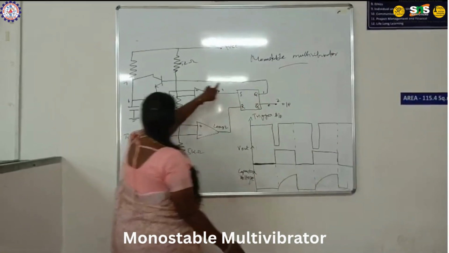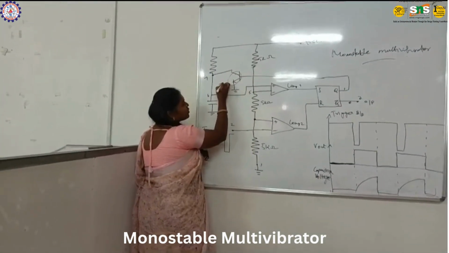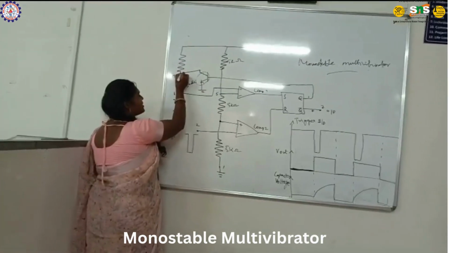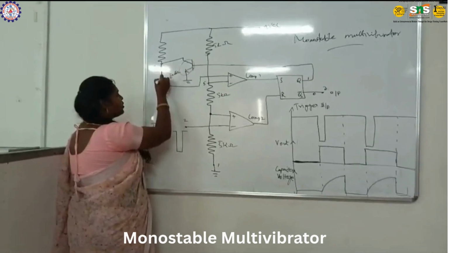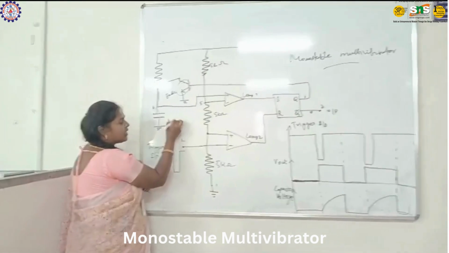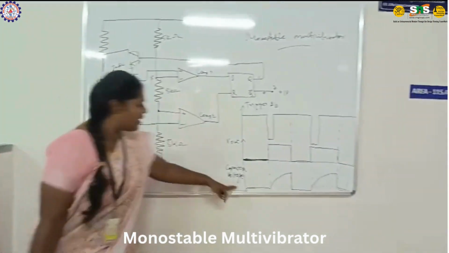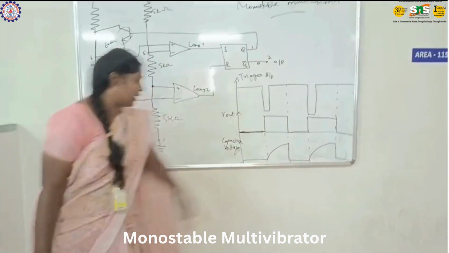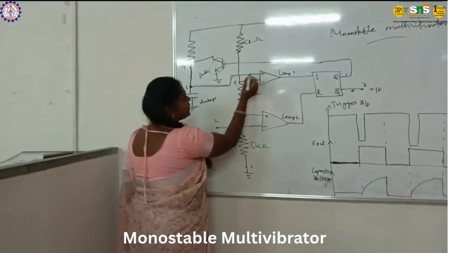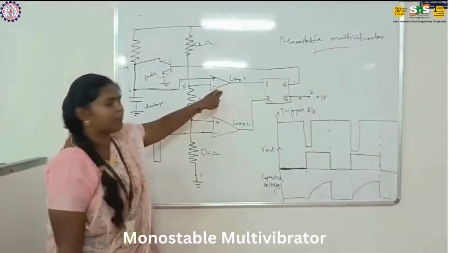This 1 signal is given to the transistor so that the transistor will be enabled. That signal is given to the 7th pin, the discharge pin, so that the capacitor will start discharging. In this time the signal is connected here, so it is given to the non-inverting terminal of comparator 1.